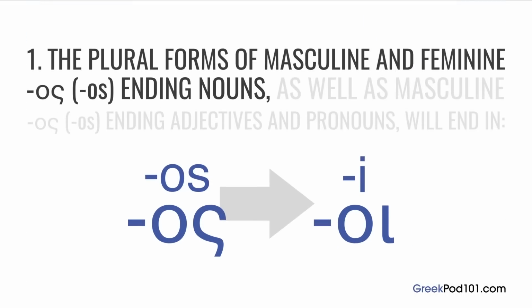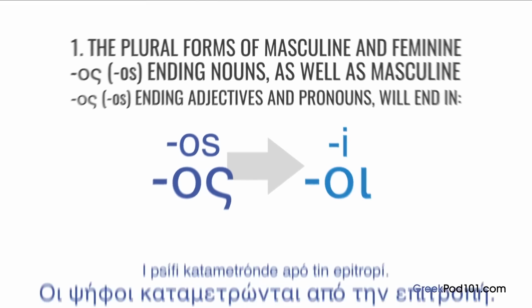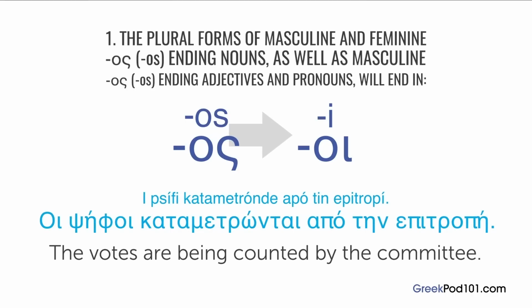Number 1. The plural forms of masculine and feminine os-ending nouns, as well as masculine os-ending adjectives and pronouns, will end in omicron iota. For example, οι ψήφοι καταμετρώνται από την Επιτροπή means the votes are being counted by the committee.